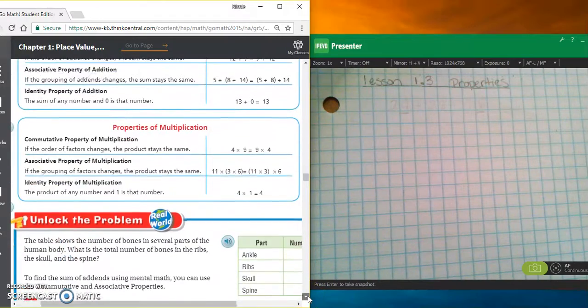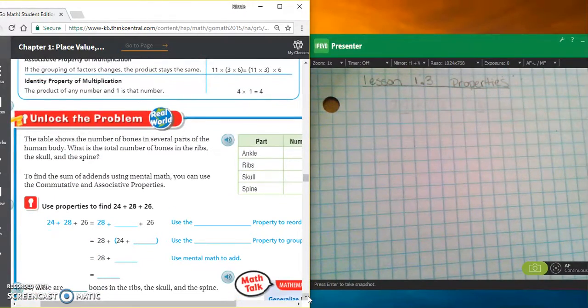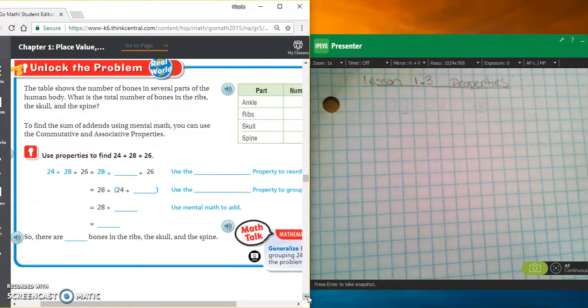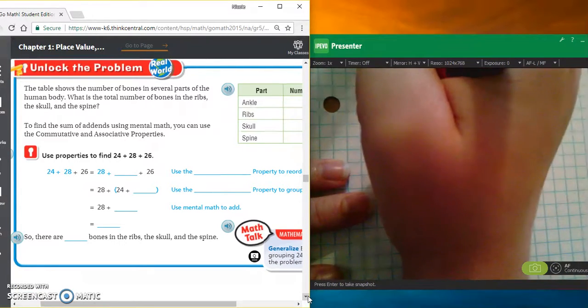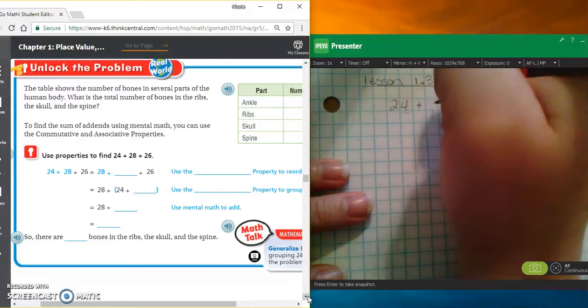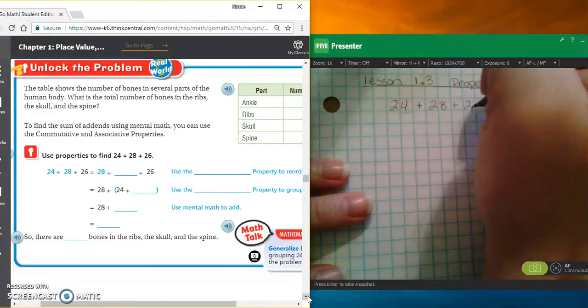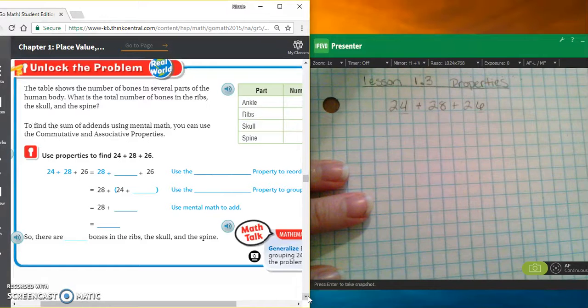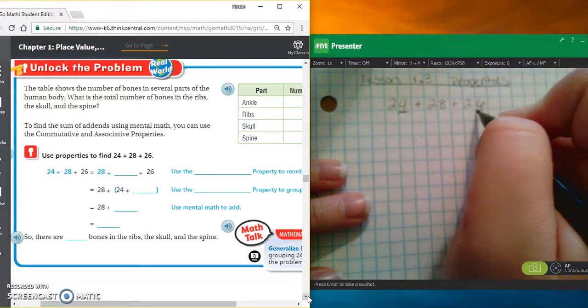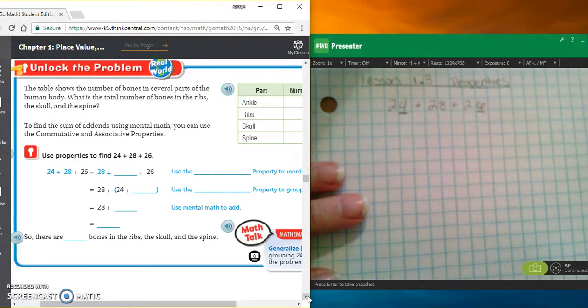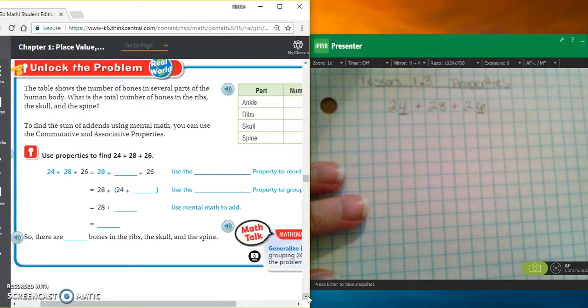The Lockyer problem. It says, the table shows the number of bones in several parts of the human body. What is the total number of bones in the ribs and skull and the spine? To find the sum of addends using mental math, you can use the commutative and associative properties. So in this case, we want to find 24 plus 28 plus 26, and we want to do it as quickly as possible. Well, by looking at these, I see two numbers, 4 and 6, that added together equal 10. But they are not beside each other, so we cannot add them together.